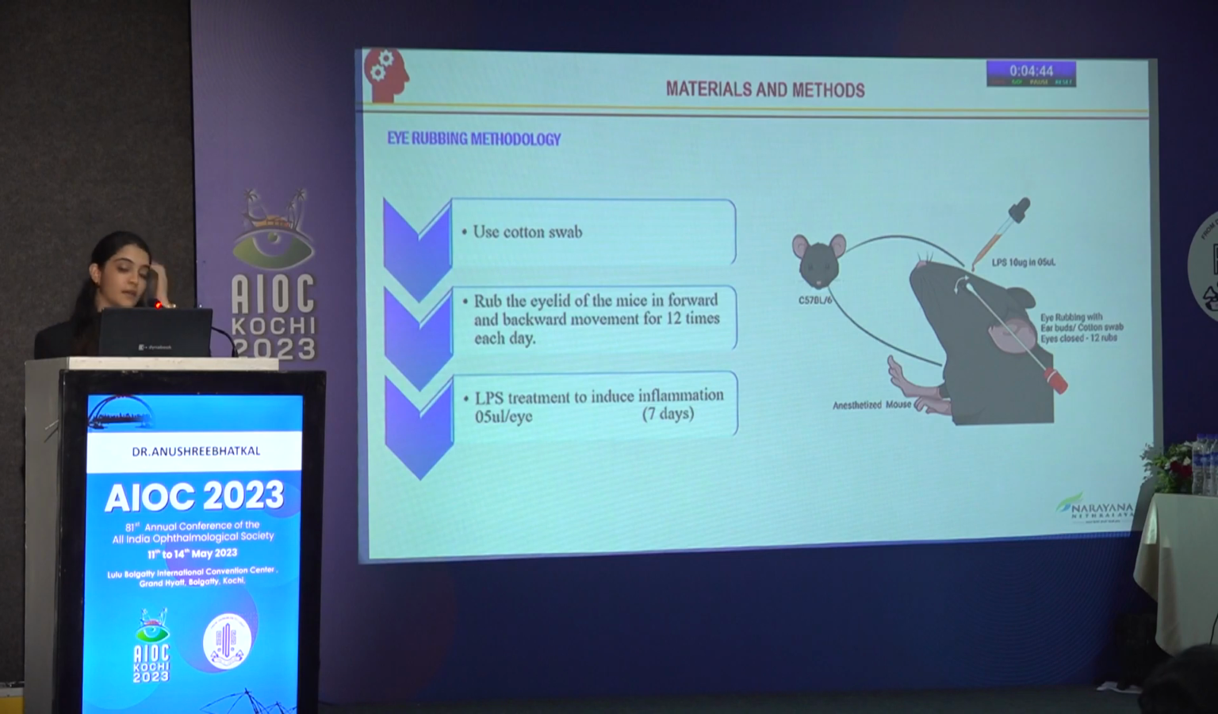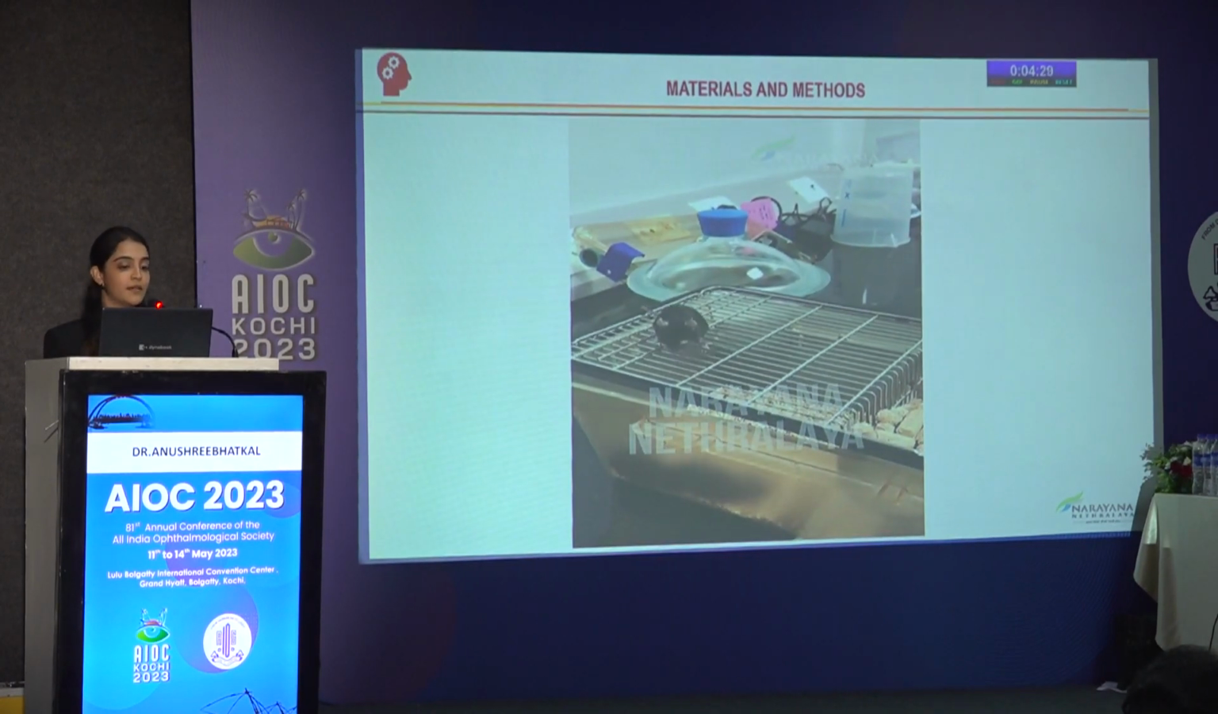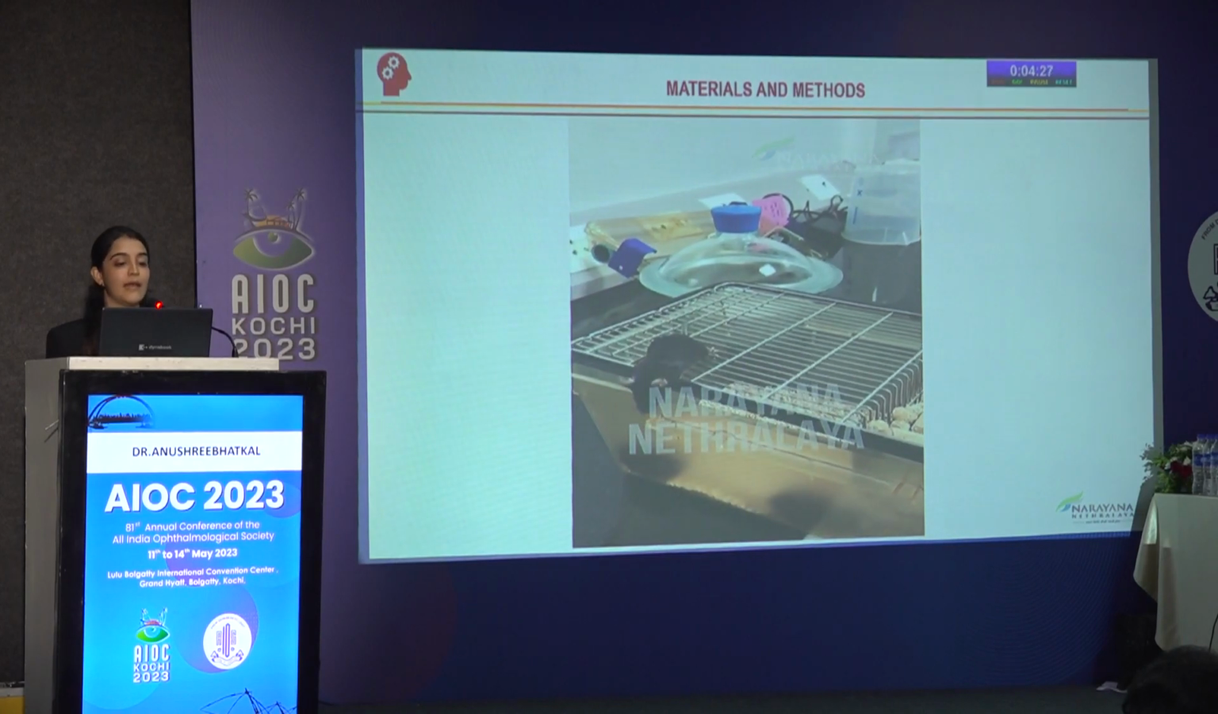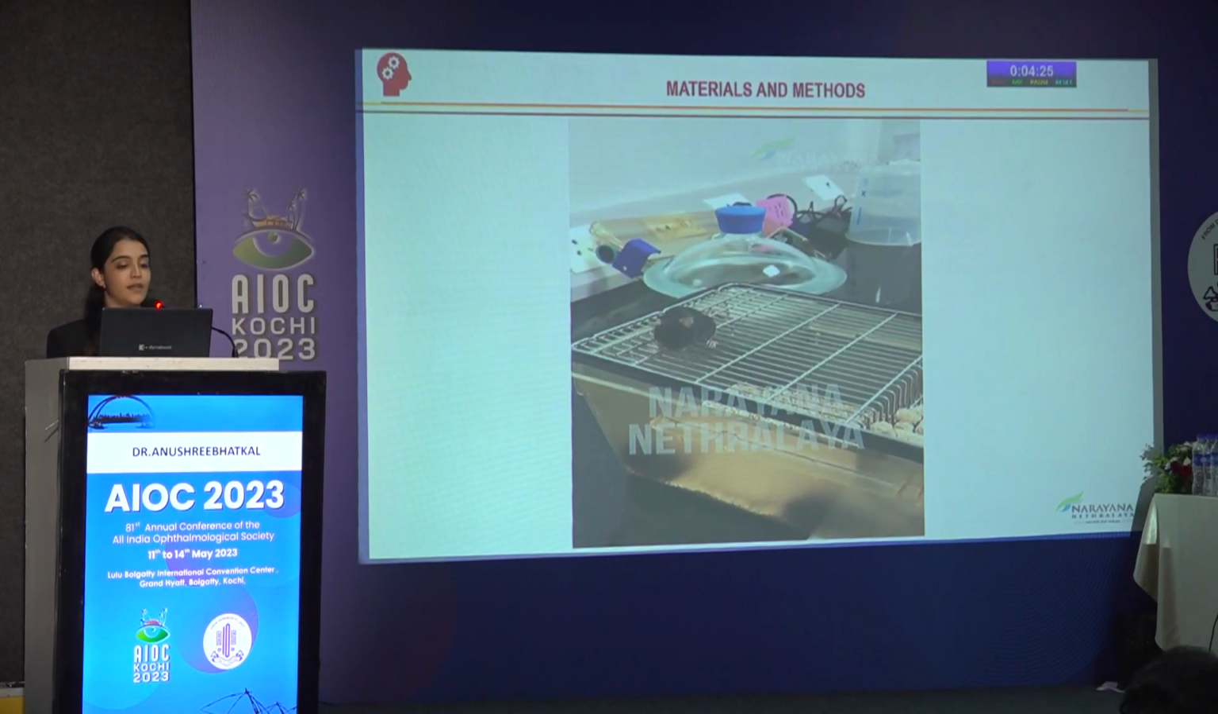First, we induced inflammation in a particular strain of mice. We used a cotton swab and rubbed the eyelid of the mice 12 times each day. And we also gave an LPS treatment, which is lipopolysaccharide, to induce inflammation. So this is the mouse in the lab, which started rubbing the eyes once we induced the inflammation.